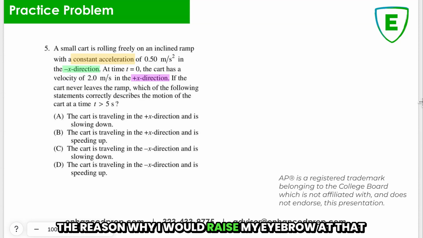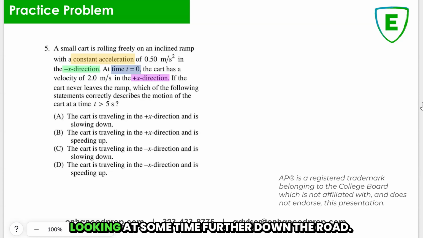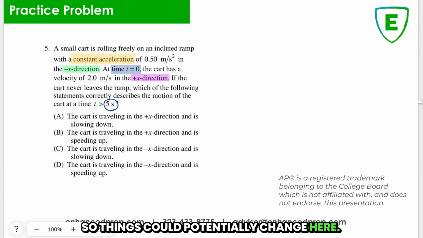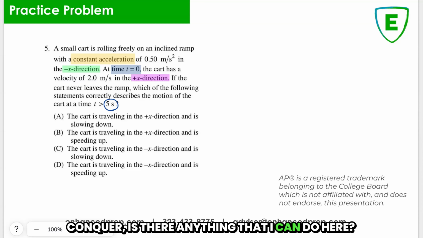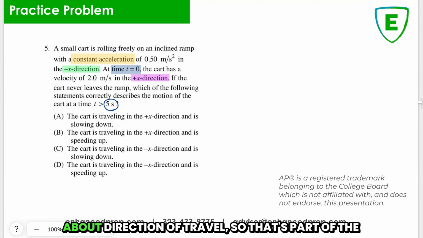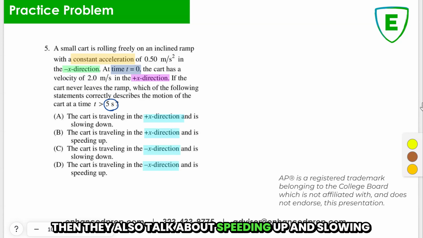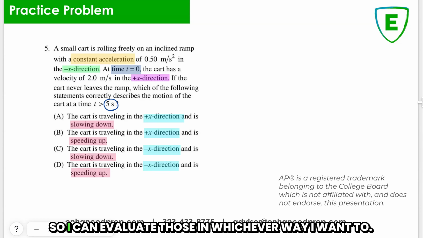The reason why I would raise my eyebrow at that: these were all given at t equals 0, but now we're looking at some time further down the road. So things could potentially change here. All right, using our strategies, divide and conquer, is there anything that I can do here? Note that in these questions, they're talking about direction of travel. So that's part of the answer: plus x, minus x. Then they also talk about speeding up and slowing down. So I can evaluate those in whichever way I want to.